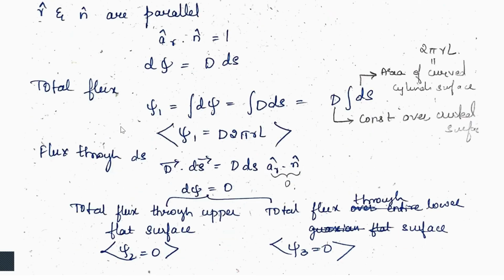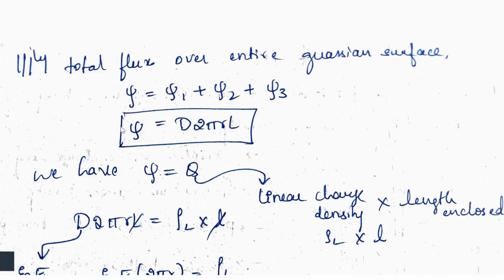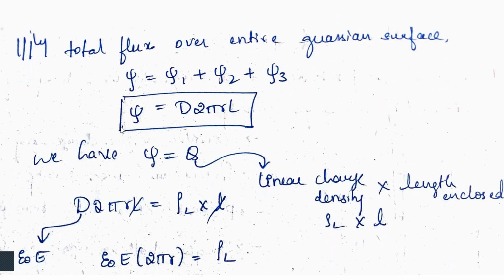So what will the flux through the dS be? D vector dot dS vector is equal to D dS a_r cap dot n cap. Now the dot product of a_r cap and n cap is 0. So our whole dψ will be 0. Total flux through the upper flat surface will be 0 and total flux through the lower flat surface will be 0. Similarly, what will the total flux over the entire Gaussian surface be? We have to add the three surfaces also. 0, 0, so that gets added to D 2πrL.